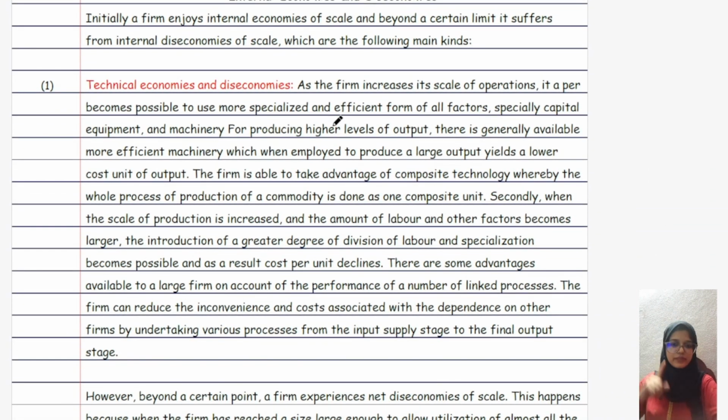First, we'll be talking about internal economies and diseconomies. What is that? Initially, a firm enjoys internal economies of scale, but it is related to the internal side of the business, like inside the business only, within the boundaries of that business. First, we'll see technical economies and diseconomies.